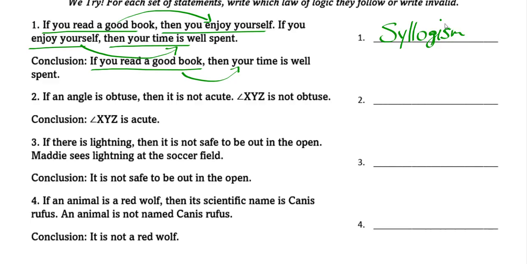If an angle is obtuse, then it's not acute. An angle is not obtuse. So let's label this as P and Q. An angle is not obtuse. It's saying this is not true, so it's saying not P. If it had said not Q, then it could be the contrapositive, law of contrapositive. But this is saying not P. We don't have a law that starts with saying that this is not true. Really, that's called the inverse error. That's assuming that not P will lead us to not Q. But that is not the case here. This one is invalid.